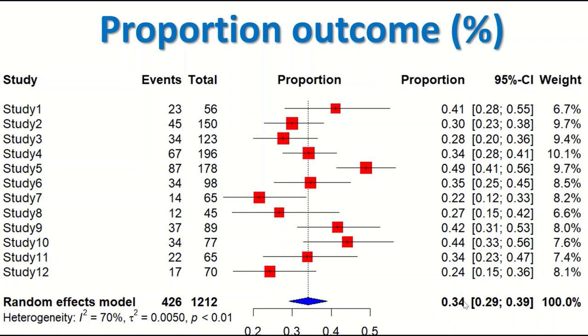The third section from this proportional meta-analysis output, the forest plot, is the calculated overall proportion, which is 0.34 with 95% confidence interval, and a heterogeneity test with an I-squared value of 70% and a p-value of less than 0.05. So this forest plot summarizes the output from proportional meta-analysis for all those 12 studies pooled together, with the proportion calculated for each individual study, and the overall proportion also estimated.